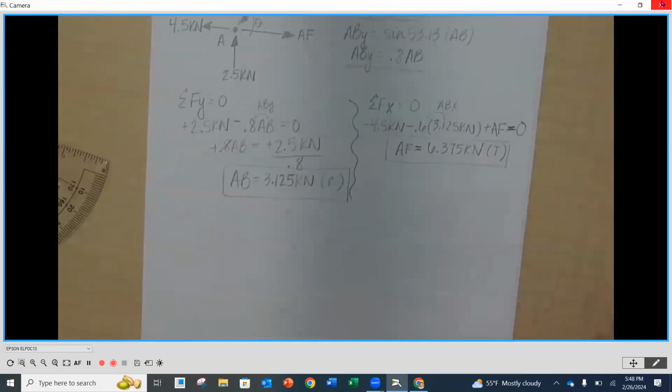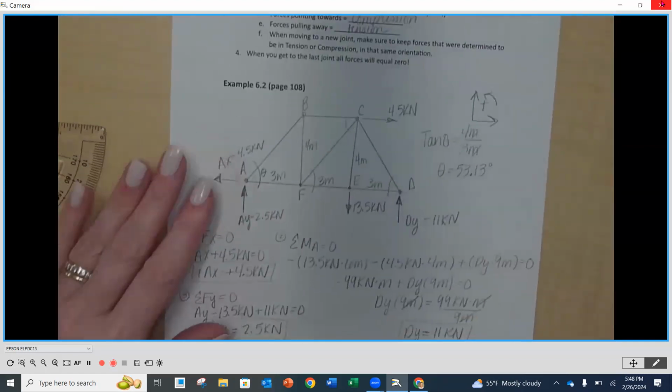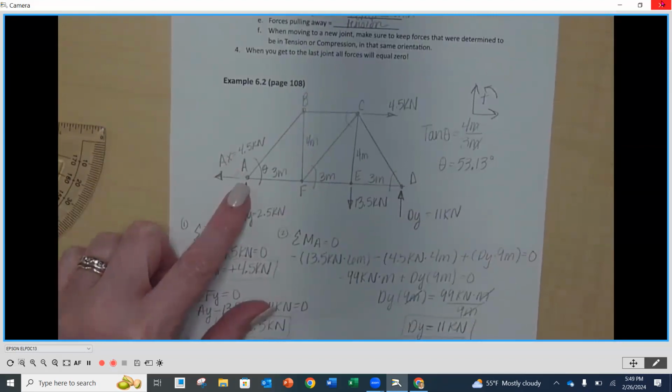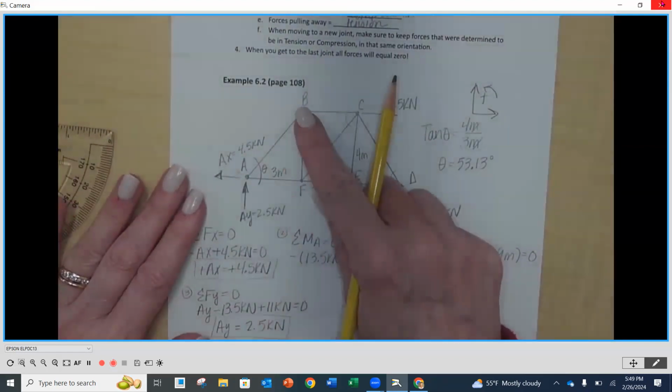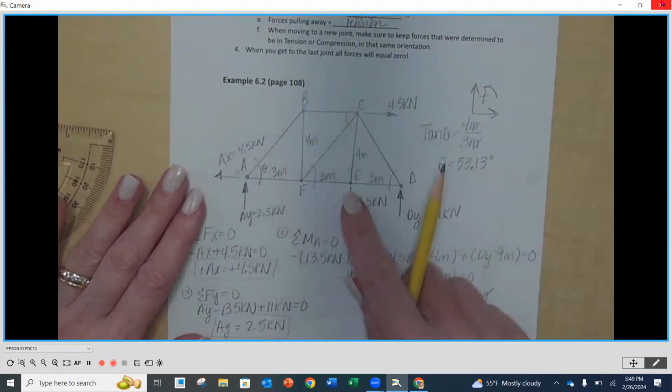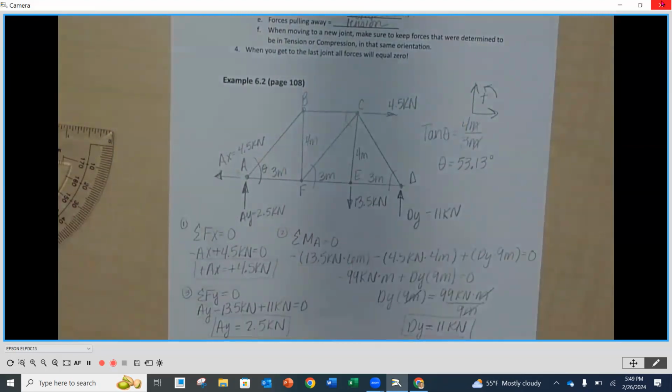Questions? All right, we've got one joint done. So we did joint A. Now what we want to do is go to an adjoining joint. The next joint that we would go to would either be B or F. We would not skip over and do C, E, or D. We go in order here. So do we have a preference? Do we want to do B or F?